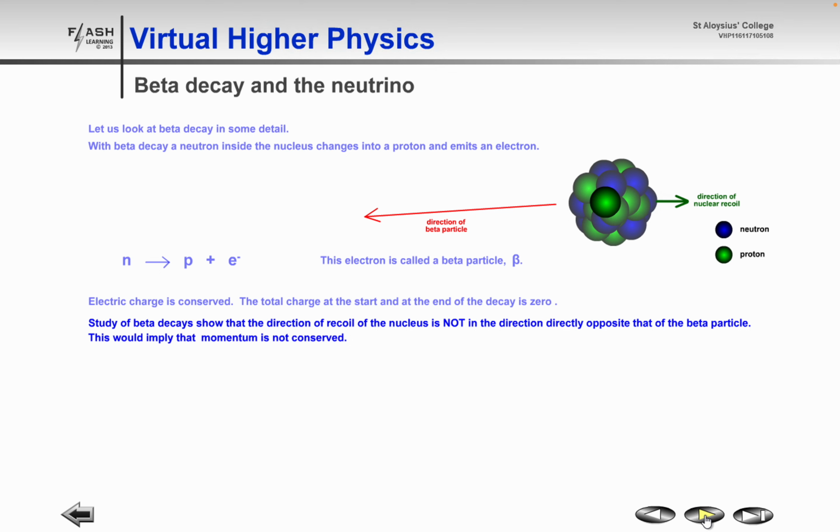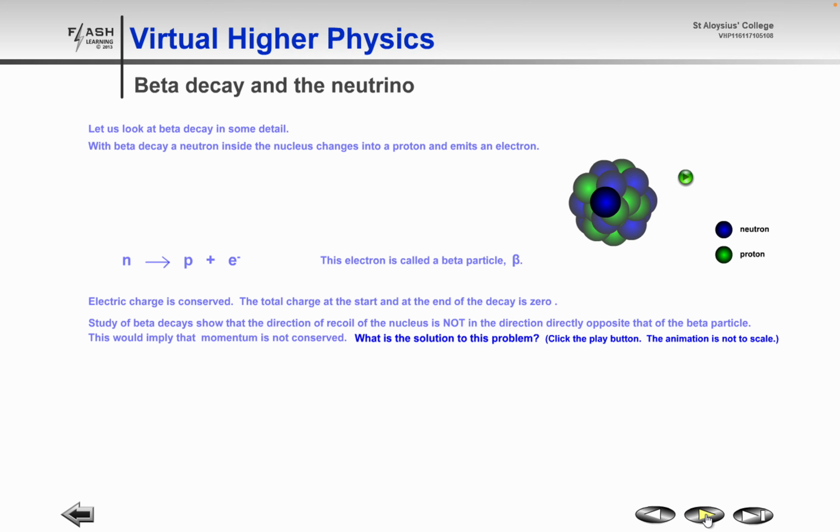But if we look at the direction of recoil of the nucleus and the direction that the beta particles fire out in, we find that they're not exactly in opposite directions, and therefore that they don't cancel out. And that would imply that momentum is not conserved. So basically, what is the solution to this?